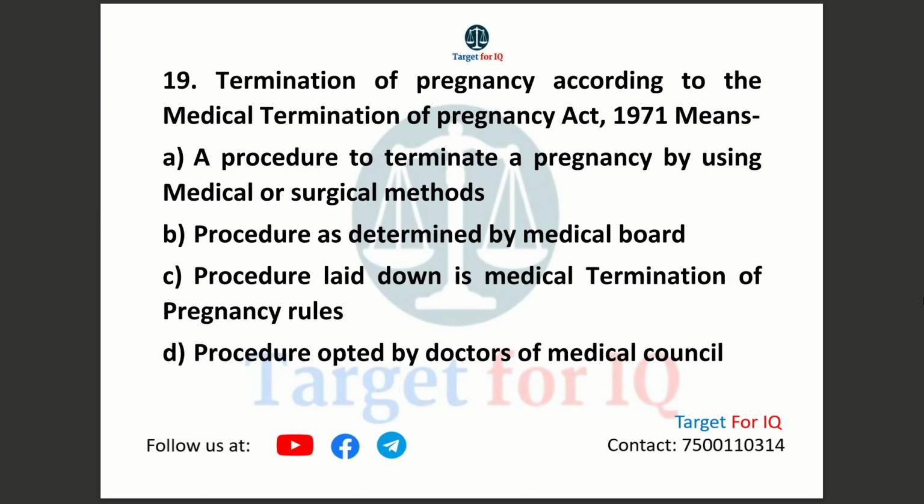Question number 19. Termination of pregnancy according to the Medical Termination of Pregnancy Act 1971 means option A, a procedure to terminate a pregnancy by using medical or surgical methods. Option B, procedure as determined by medical board. Option C, procedure laid down in medical termination of pregnancy rules. Option D, procedure opted by doctors of medical council. The correct answer to question number 19 is option A, a procedure to terminate a pregnancy by using medical or surgical methods.